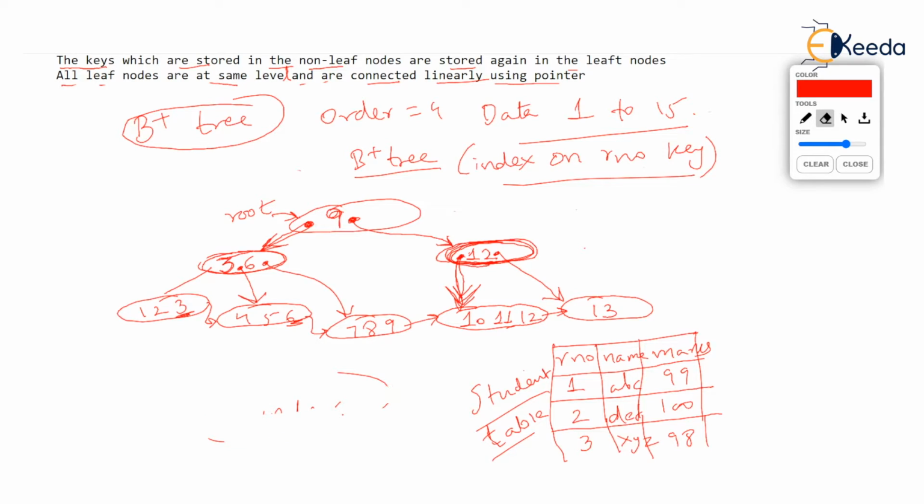So what am I up to? You please try to understand. What are we trying to learn? Now we have stored roll numbers. We have stored roll numbers in the B plus tree. But what about name and marks?